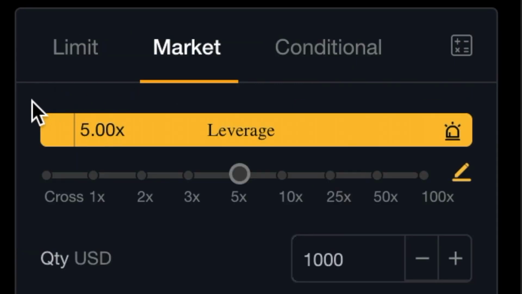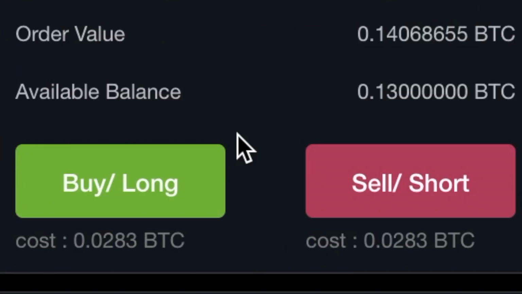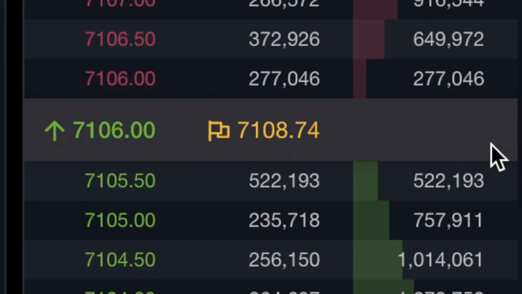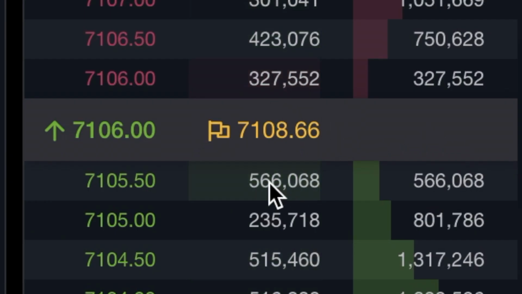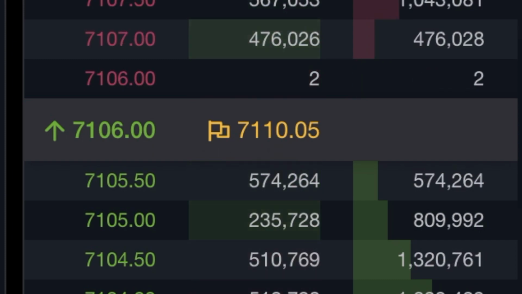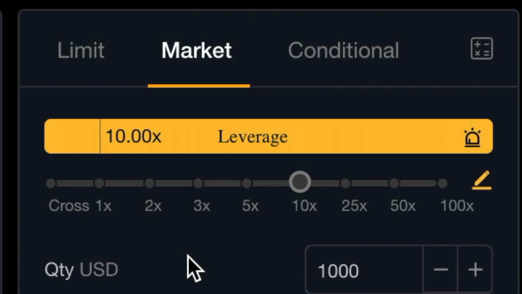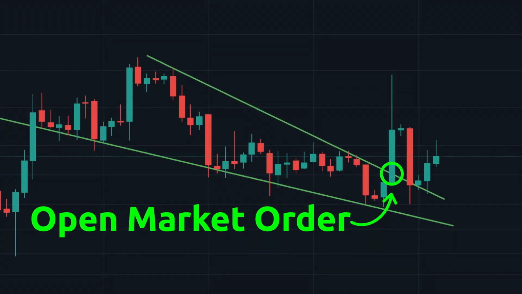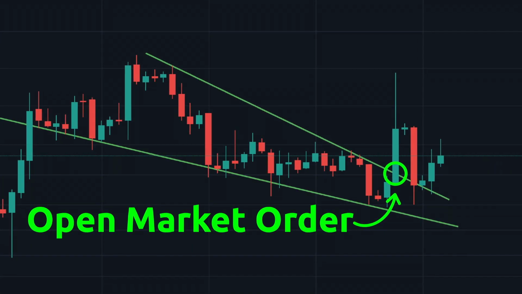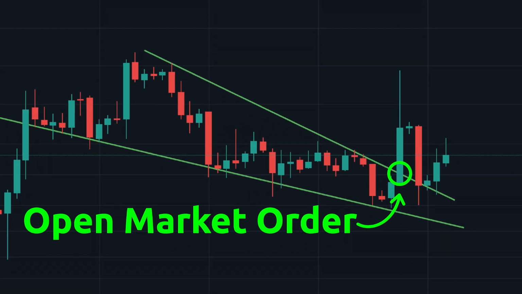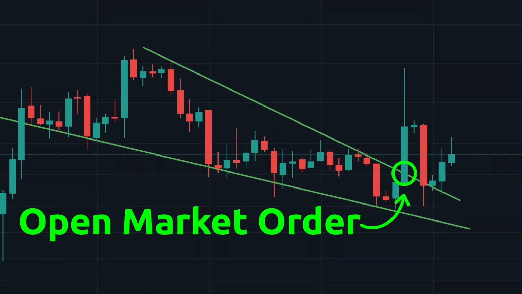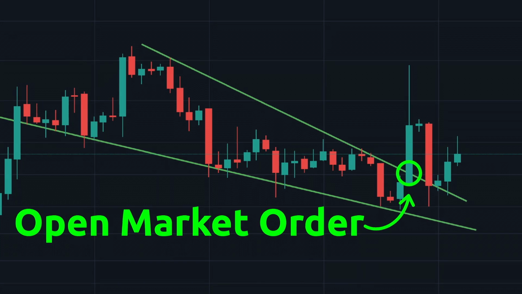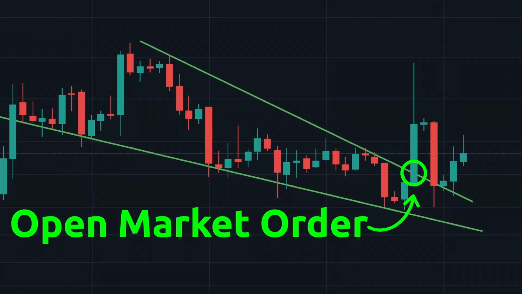A market order takes the best price right now. So if you want to open a long position or a short position, it will approximately take the price right here at 7,110. A market order we normally use with a breakout trade, because when we are trading a breakout, we want to be ensured that we are inside the position. And if we have a less good price than with a limit order, that's fine, because with a breakout trade, it's very important that you are inside the position.